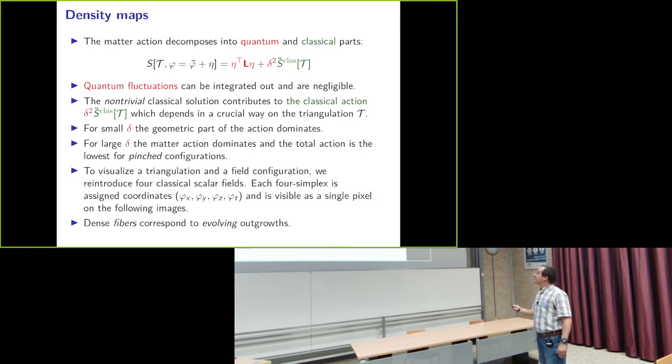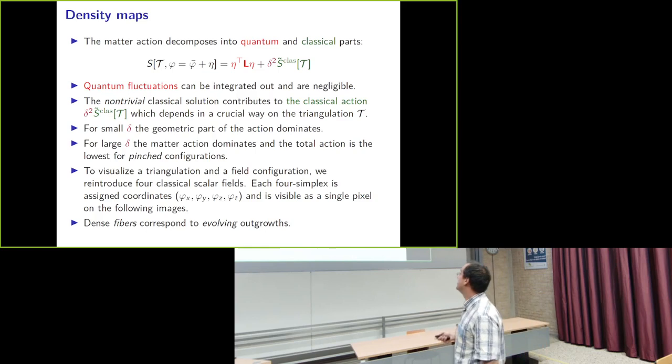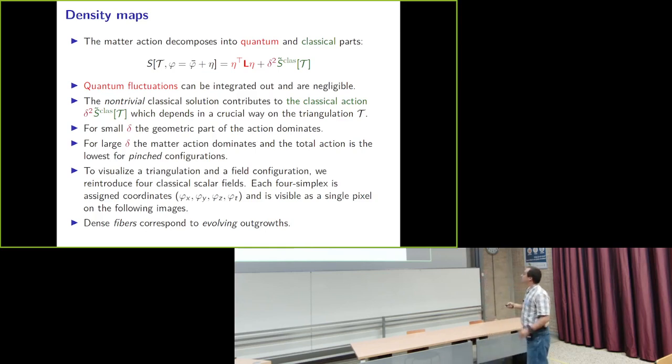And indeed, we observe this for the single scalar field, that for small delta, there's no change. It behaves more or less in the same way as if there was no field. But for large delta, the matter part of the action dominates, and the preferred configurations are those which are pinched to a very small volume in some region. And now to visualize triangulations and field configurations, we will reintroduce classical scalar fields. That's maybe a technical detail.